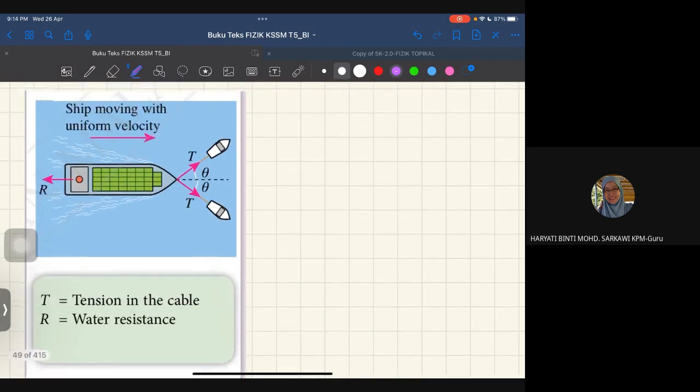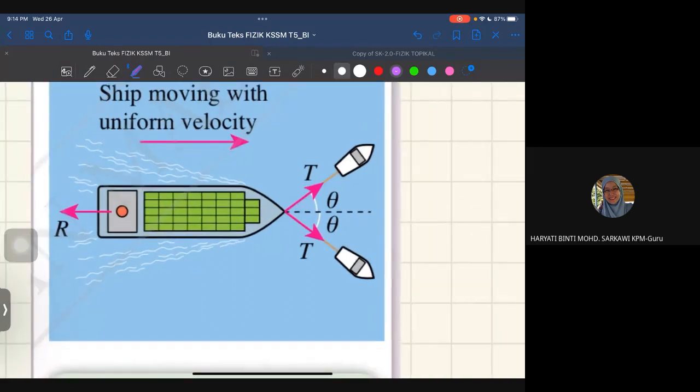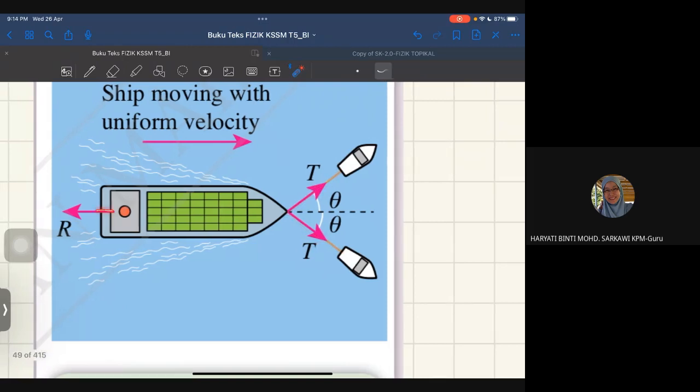Okay, so first, to draw the triangle of forces, you need to label the forces acting on the system. In this case, if you see a string or cable, there will be tension in that cable or string. So here, this is tension, and here also there is tension. And then the third force is the frictional water resistance here, R. So you can see there are three forces, 1, 2, 3.